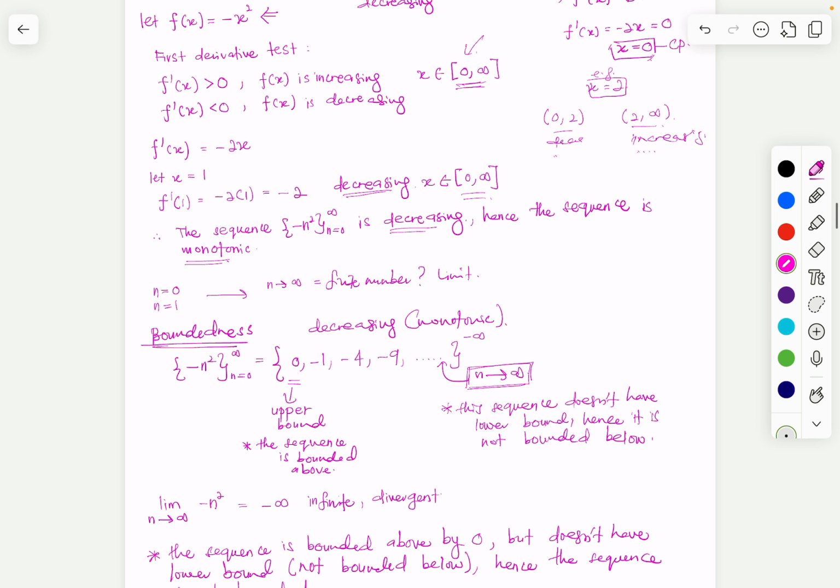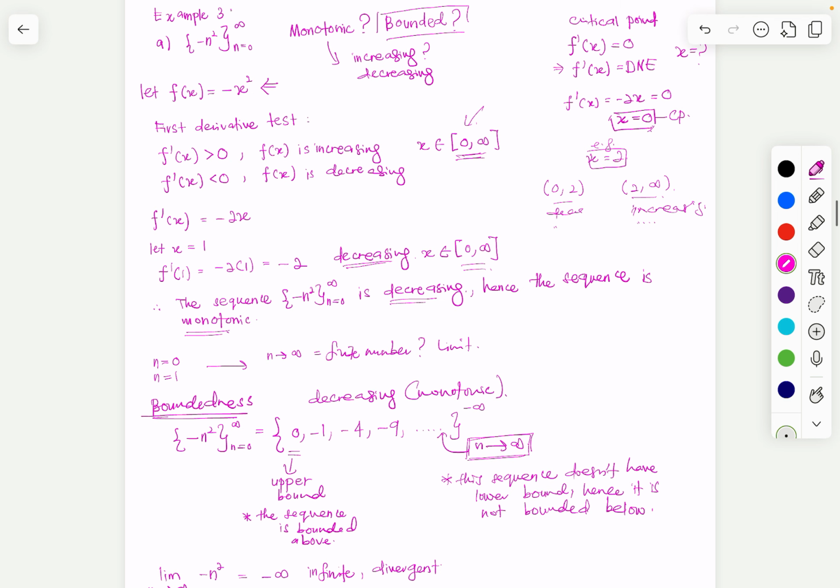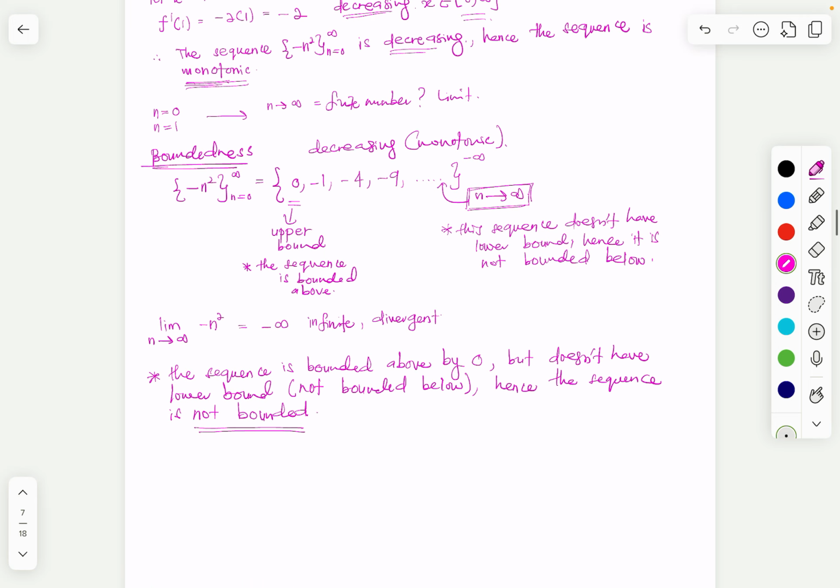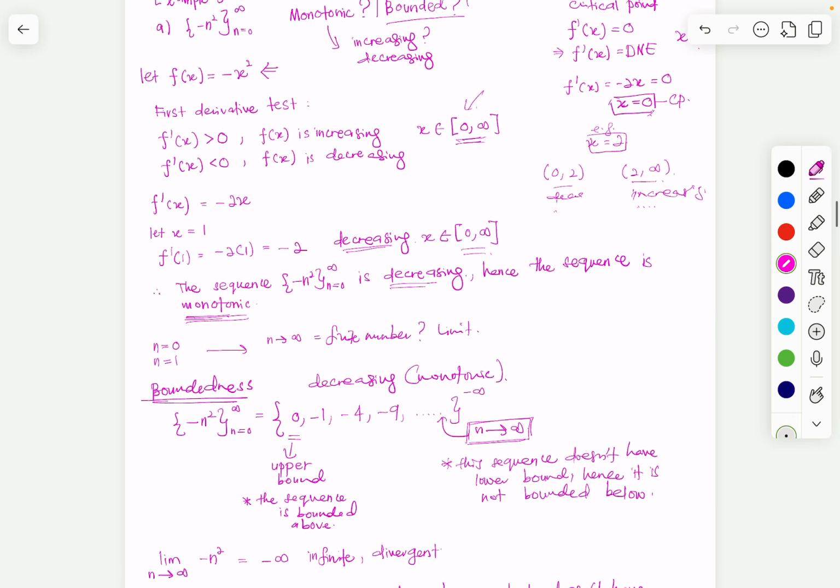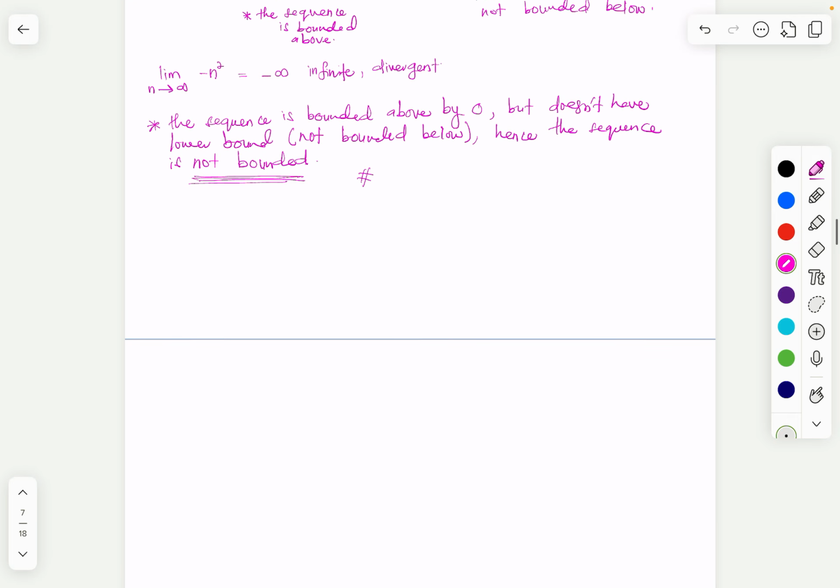So for this example, the sequence is monotonic but not bounded. Okay, this is for example 3A. Okay, let us do 3B. For 3B, you have the example (-1)^(n+1) from n equals 1 to infinity.